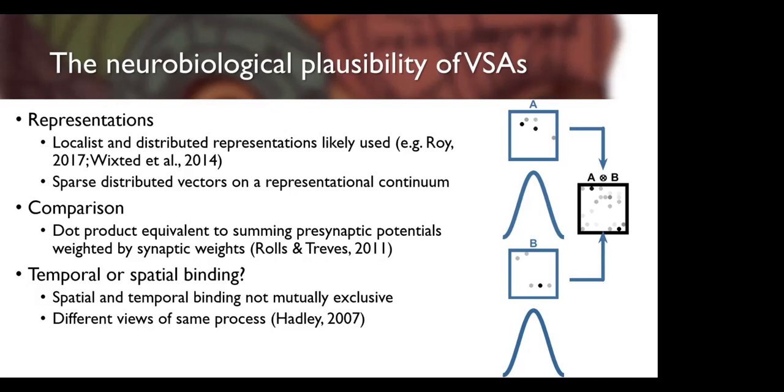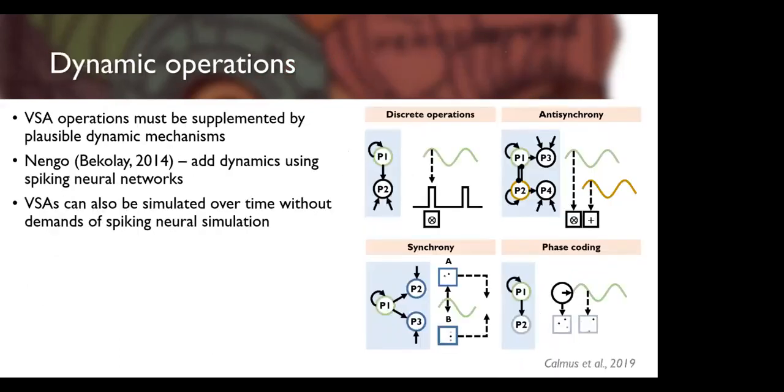And in terms of dynamic operations, whilst vector symbolic architectures provide the modeler with the tools to manipulate the symbolic content at an algorithmic level, relatively unencumbered by the choice of the underlying substrate, be that actual vectors or abstract connectionist networks or spiking neural networks, to support the modeling of biologically plausible neurocomputation, these population coding operations must be supplemented by these dynamic mechanisms.